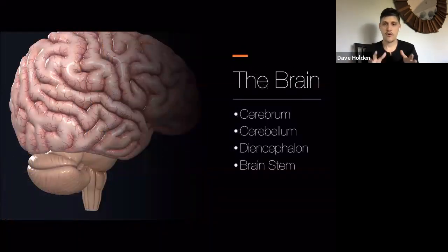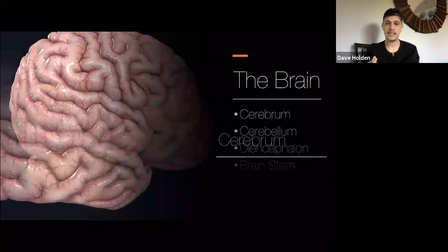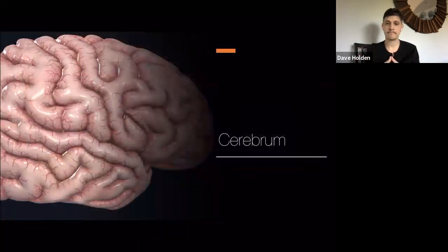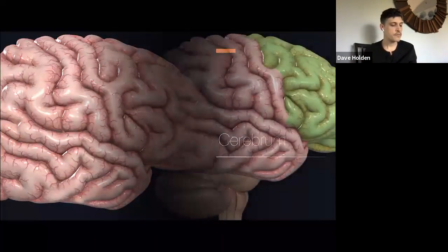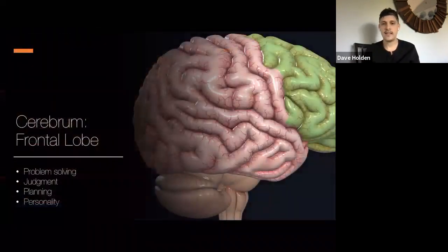The brain has four main structures that we look at: cerebrum, cerebellum, diencephalon, and the brainstem. The first one we're going to recap is the cerebrum. So the cerebrum is the outer layer of the brain. This is the part that you're usually thinking of when you think about the brain. It's kind of pink, it's noodly looking, it's got all little wrinkles on it. This is the cerebrum. The cerebrum is divided into four lobes.